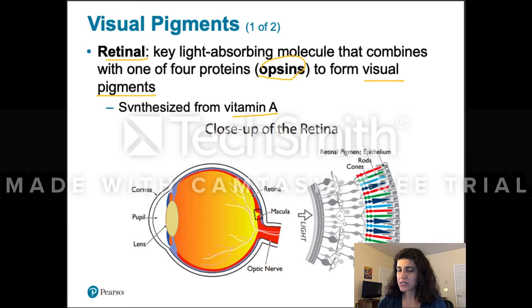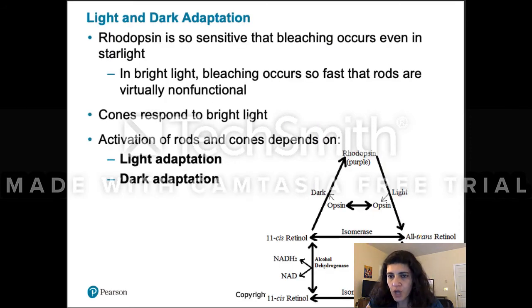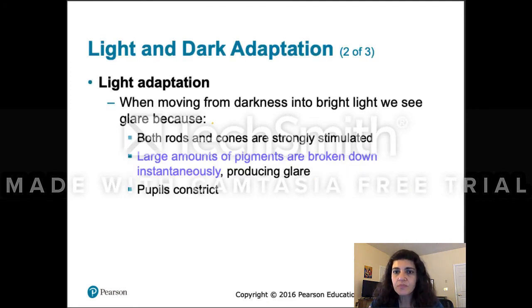The rods' opsins are called rhodopsins. Rhodopsin is a molecule that allows for adaptation from light to dark, and from dark to light. Rhodopsin is also made of vitamin A, so you need vitamin A to be able to make it. And in the presence of light, rhodopsin is broken down. So what happens when you are moving from a dark place to a bright light place? Your rhodopsin breaks down.